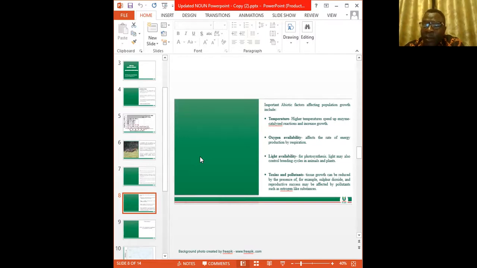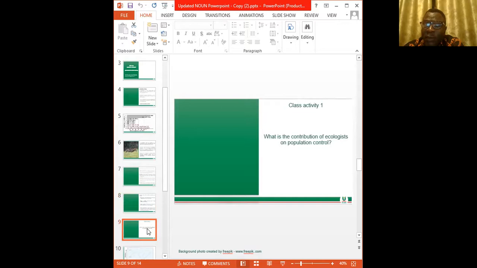We have toxins and pollutants. These are toxic chemicals that can accumulate and may reduce reproduction. So these toxic chemicals, such as sulfur dioxide, may affect the reproductive potential of any organism. So these are the abiotic factors that we mentioned, and these factors can affect the population growth of both plants and animals. So we'll now come to the first class activity.